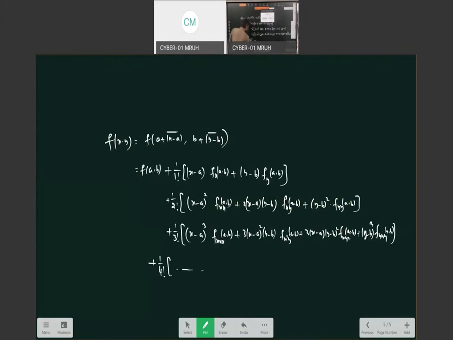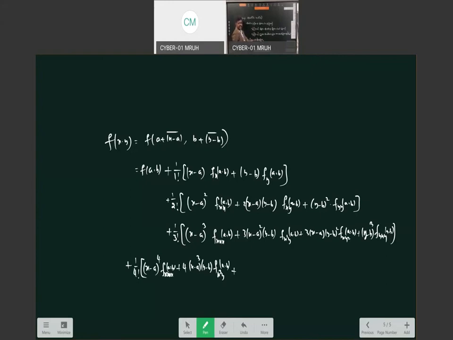Because the space is available, for generality, let me type up the fourth degree also: plus 1 by 4 factorial into, how many terms will you have? In the cubic term you will have 4 terms; in the power 4, you can have 5 terms. What are they? x minus a whole power 4 f x to the 4 at a comma b, plus 4 into x minus a whole cube into y minus b into f x cube y at a comma b. So this can be written as x power 4; it makes no difference. So 4C0, 4C1.